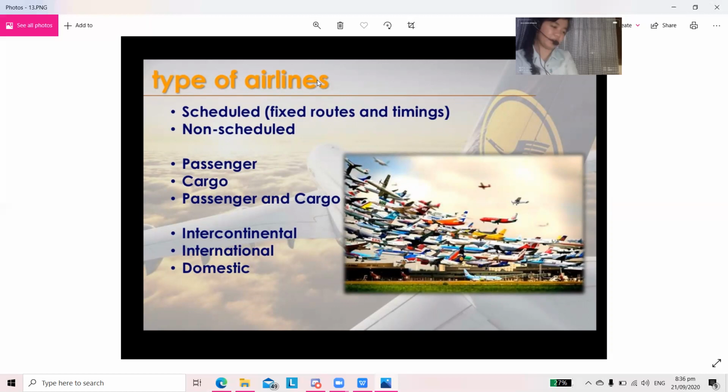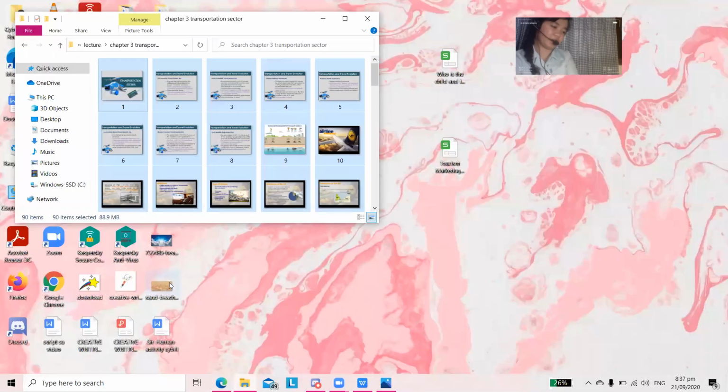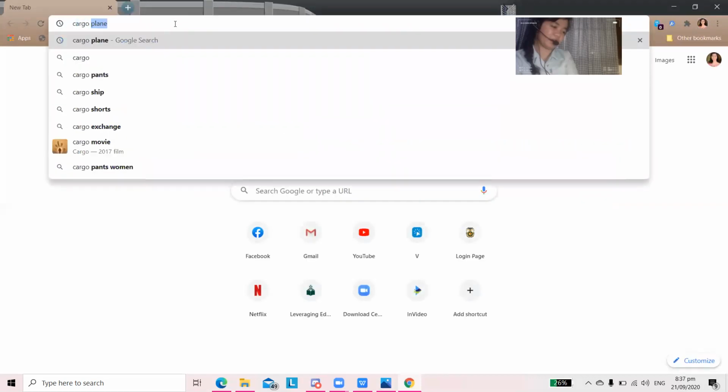Okay, next, passenger, cargo, and passenger and cargo. When we talk about the passenger class, these are private planes that accommodate only a few people, not as many as passenger and cargo planes. These are just small planes, for passengers only, with minimal cargo. As for cargo planes, I think I already shared it with the class last time. Let me just Google it so you have an idea of the cargo plane.